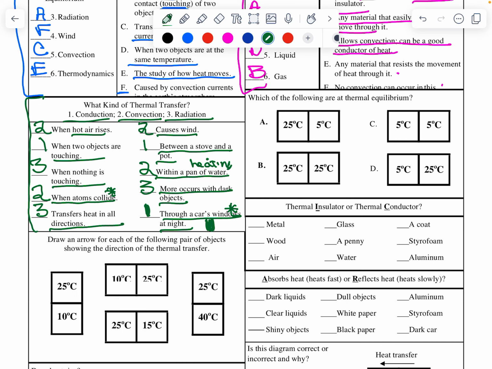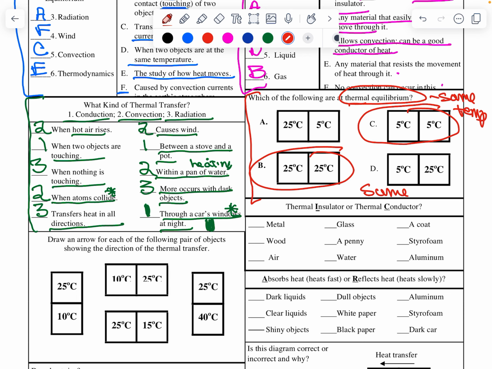Let's take a look at this area and find out which of these are at thermal equilibrium. That means they need to be at the same temp. So the two that are at thermal equilibrium are B and C. And all you need to look for is same temp. I want to add one more thing to this. Our transfer will be this direction and this direction in these two.